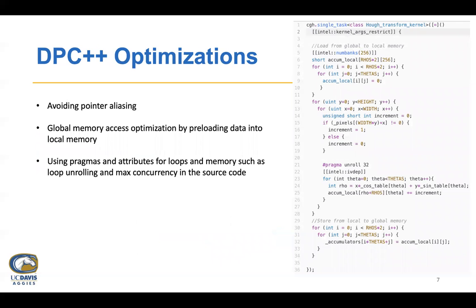Our benchmark includes different optimization techniques for DPC++ source code, such as avoiding pointer aliasing, converting nested loops to single loops where it was possible, global memory access optimization by preloading data into local memory, having continuous memory access whenever possible, specifying the number of memory banks and bank width, and avoiding defining float variables as much as possible. Moreover, we use pragmas and attributes for loop and memory, such as loop unrolling and max concurrency in the source code.